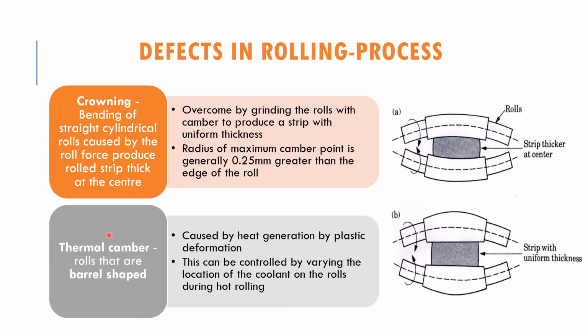The second one is thermal camber, where the roll is barrel shaped. This is caused by the heat generated during the plastic deformation process. It makes the roller become like this, like a barrel shape. This can be controlled by varying the location of the coolant on the roller during the hot rolling process. Meaning that we can add fluid to cool down the roller so that the roller does not become barrel shaped.